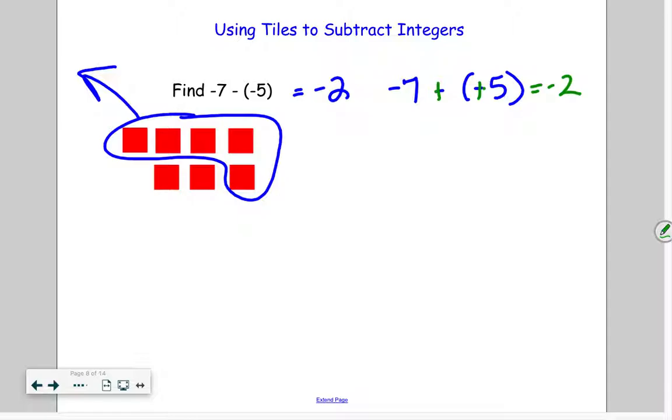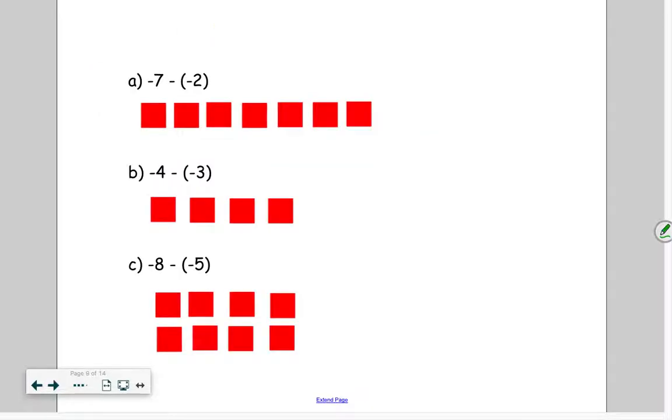Change subtraction to addition, change the sign of the second number. They no longer match. One's positive, one's negative, right? So 7 minus 5 is 2. 7's bigger. You get the negative sign from it. How about the next one?